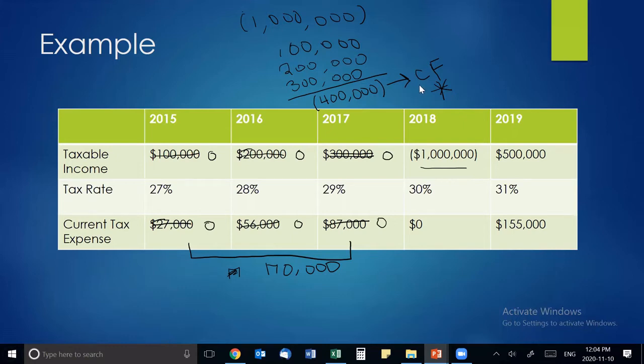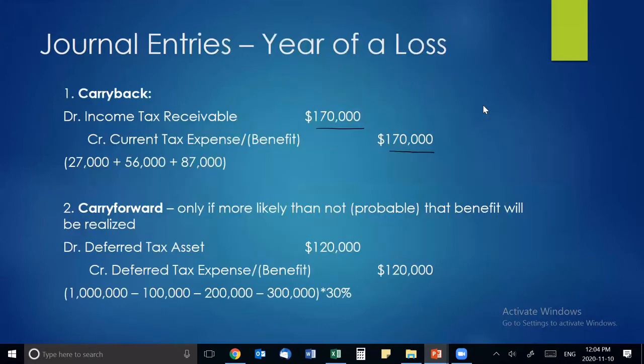So if it is likely or probable that we can carry forward this loss, then we can do our second journal entry. So we take the total amount of our loss and multiply it by our tax rate. Right now we know that our tax rate is 30%. So we're going to take 30%, multiply by 400,000 of a loss left over, and that's going to get us how much we carry forward. So that's 120,000.